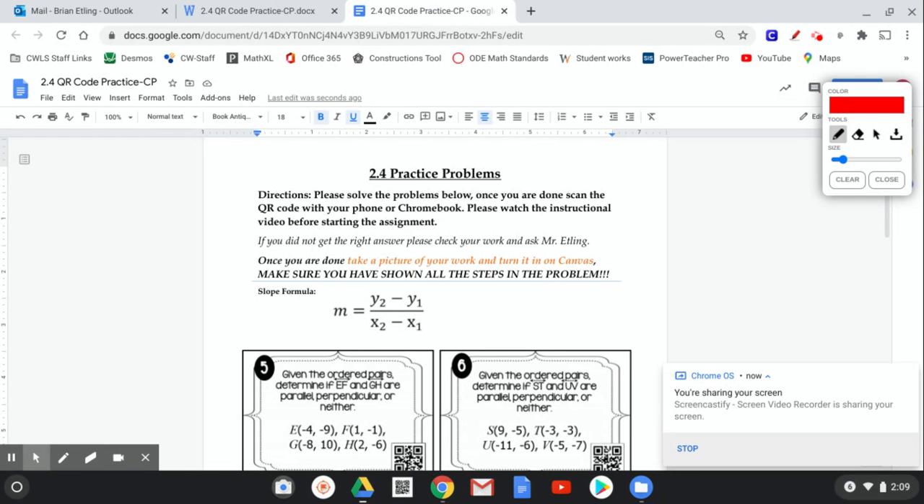All right, guys. So these are your practice problems for 2.4. You're just going to take a picture of your work and then turn that in on Canvas. I just want to show you what I want you to do and how I want you to show all your work and everything like that.